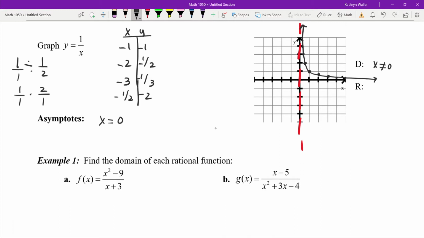So now let's graph it. Left 1 down 1, left 2 down a half, left 3 down a third, down a fourth, down a fifth. The same thing happening on the other side is just coming from the bottom to the top.